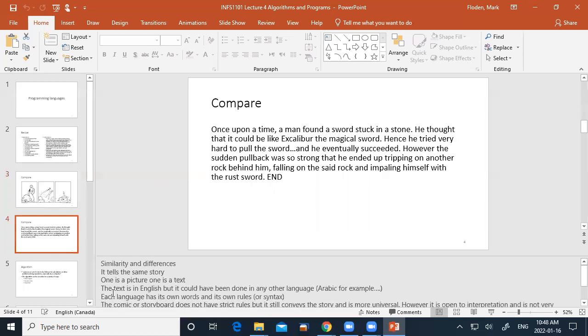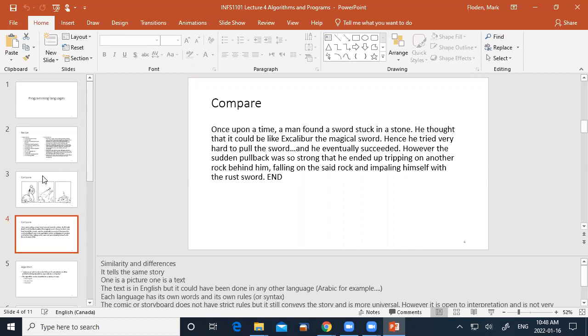Okay, so now the thing is, here we have some words. Once upon a time, a man found a sword in a stone. He thought that it would be like Excalibur, and hence he tried to, and eventually he succeeded in pulling it out of the stone. However, the sudden pullback was so strong that he ended up tripping and falling, and the sword went through him.